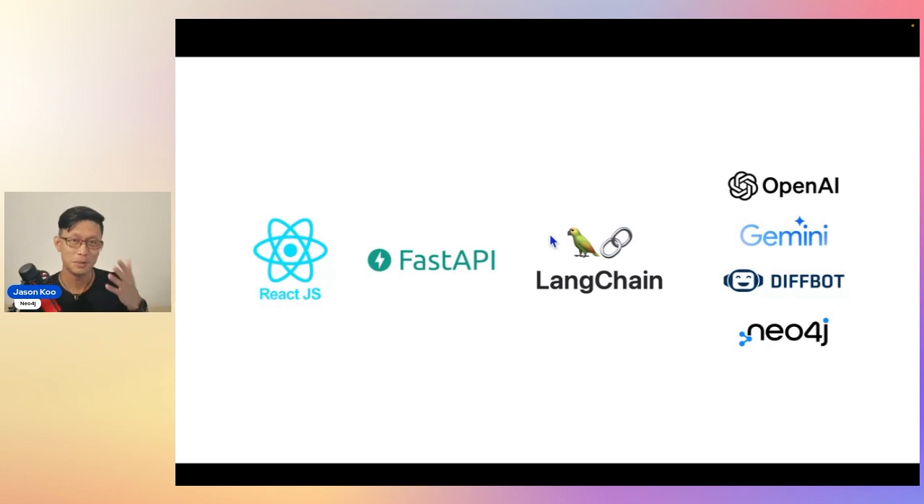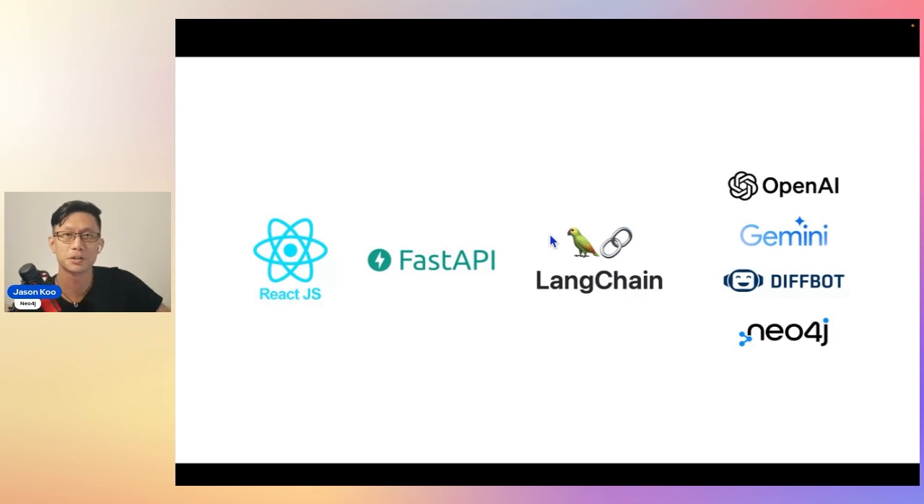The main technologies that this demo app uses are OpenAI, or you could use Gemini, for running the LLM portion, and then Diffbot for helping create the knowledge graph components from the text, and then of course Neo4j for storing the data.